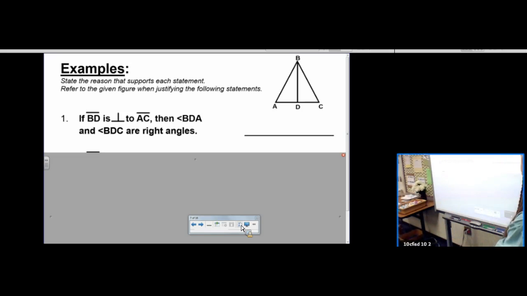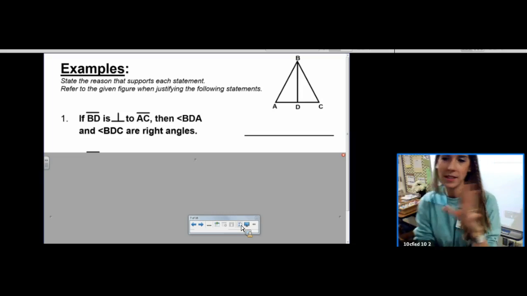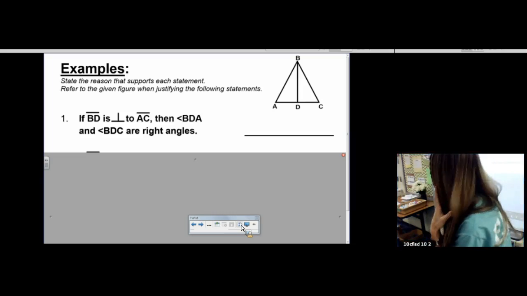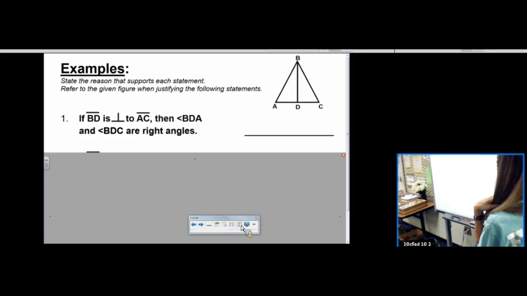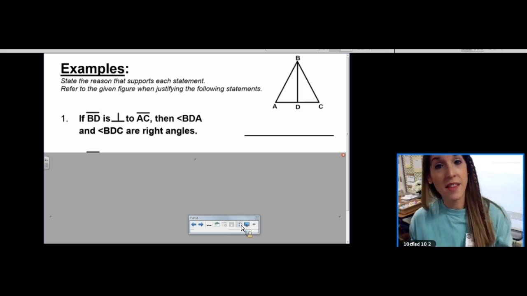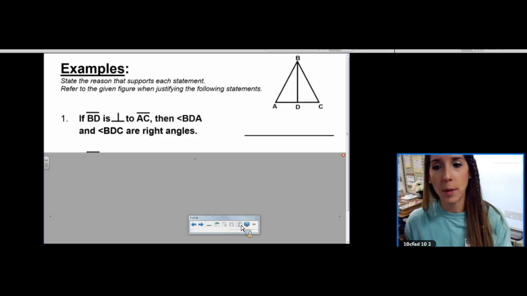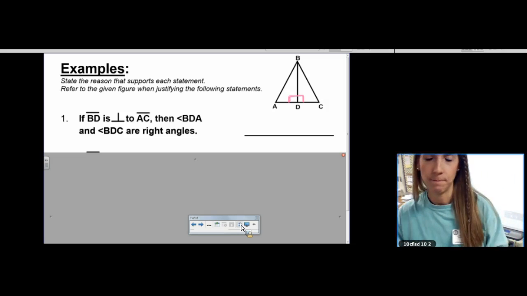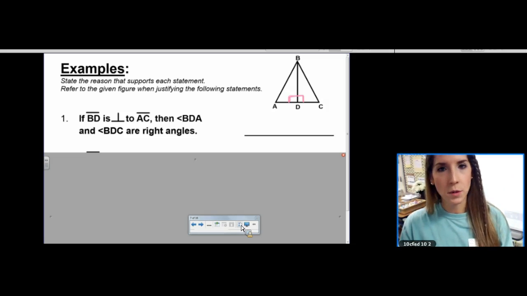So what are we doing? These would be like the statements that you would use to prove two triangles guilty of being congruent. If BD is perpendicular to AC, so let's say in a proof I say that that's one of the givens. I'm giving you that those are perpendicular. Your conclusion would be, well, then BDA and BDC are right angles. And now we need a reason. We need a reason why those are right angles. We need to back up what we're saying.